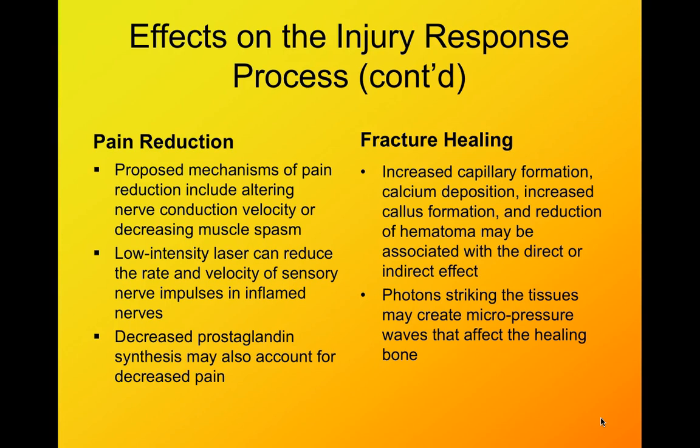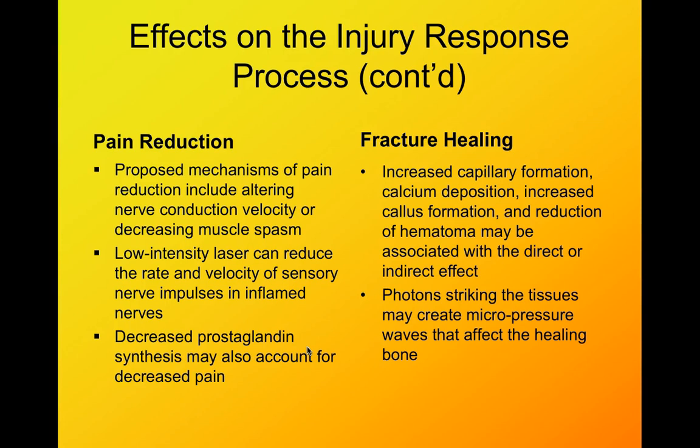It can alter the nerve conduction velocity and decrease muscle spasms. One of the big ways they really think we get most of our pain relief is that we decrease the prostaglandin synthesis. Those prostaglandins are responsible for activating nociceptive fibers. So if we decrease those being created, it goes with affecting the COX enzyme, okay, because the cyclooxygenase enzyme helps produce the prostaglandins. We get our decreased pain just because we have less irritating chemical mediators and prostaglandins in the area.